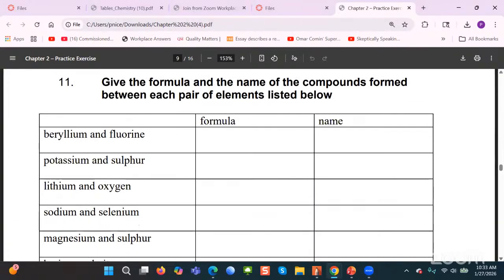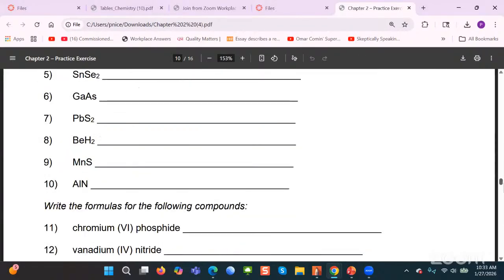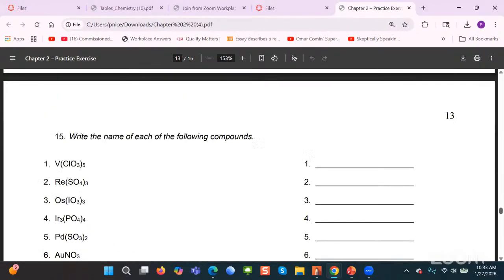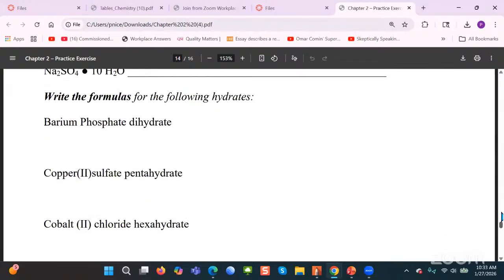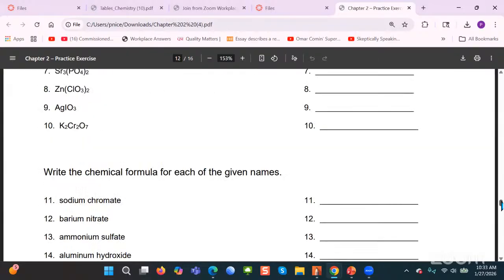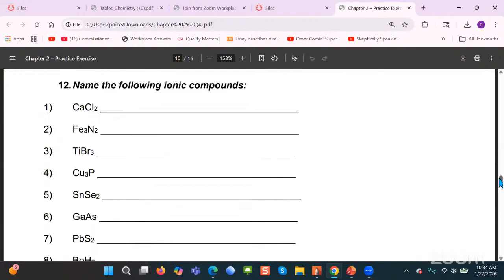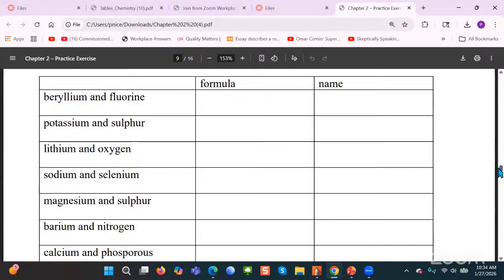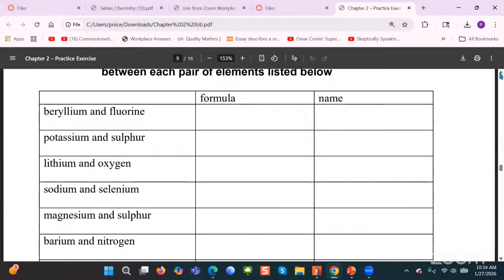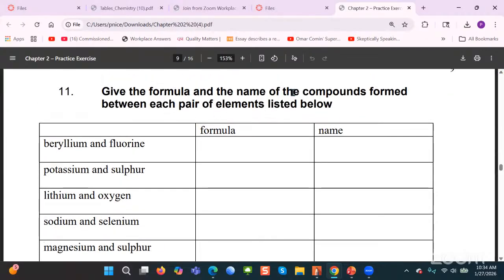Okay, now for the rest of these, it's basically dealing with nomenclature. In fact, let me just check something here. Yes, these are all nomenclature type questions. I don't think we'll be able to go through all of them, but what I can do is give you a start in the different sections, and then you can do the rest on your own. So what I'm going to do here is maybe the first line in this one right here. So the first question says, give the formula and the name of the compounds formed between each pair of the elements listed below. And they gave you beryllium and fluorine, right?